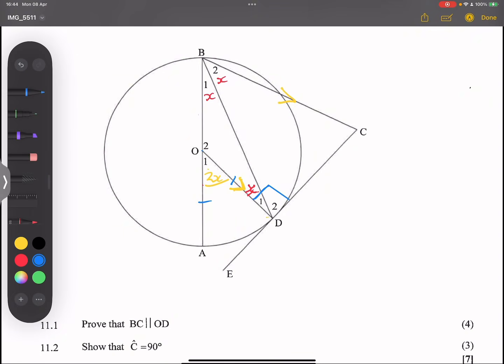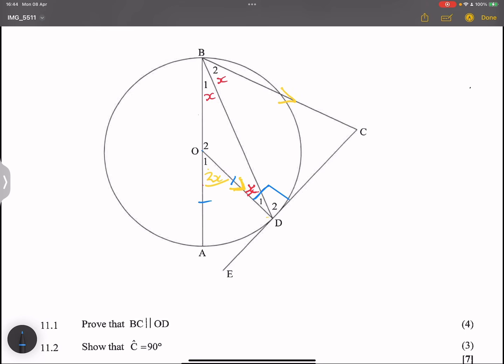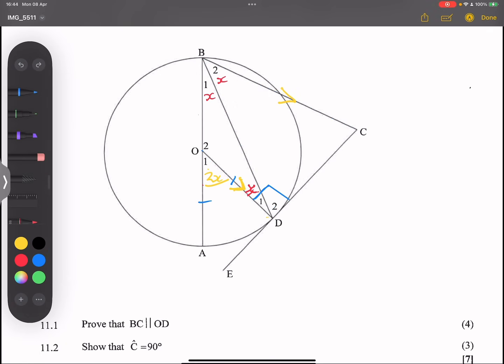I can already see that B1 is equal to D1, and that makes it alternating angles, right? I hope you can see that there. If those angles are equal, therefore it means those lines are parallel. Okay, right, so let's do that.